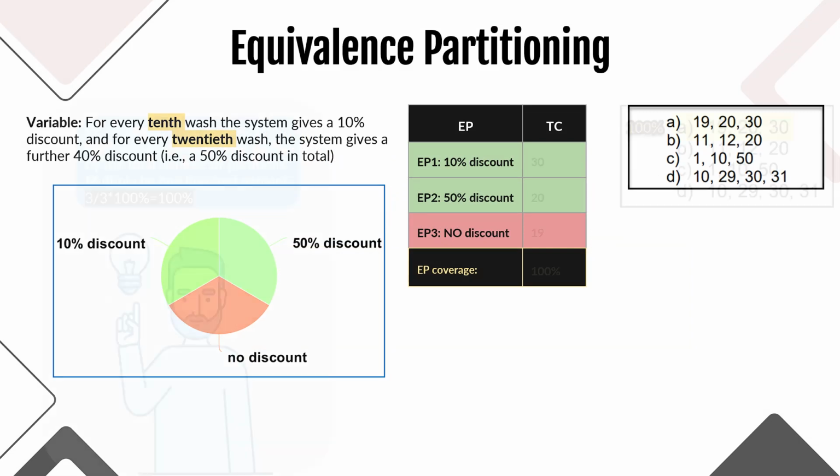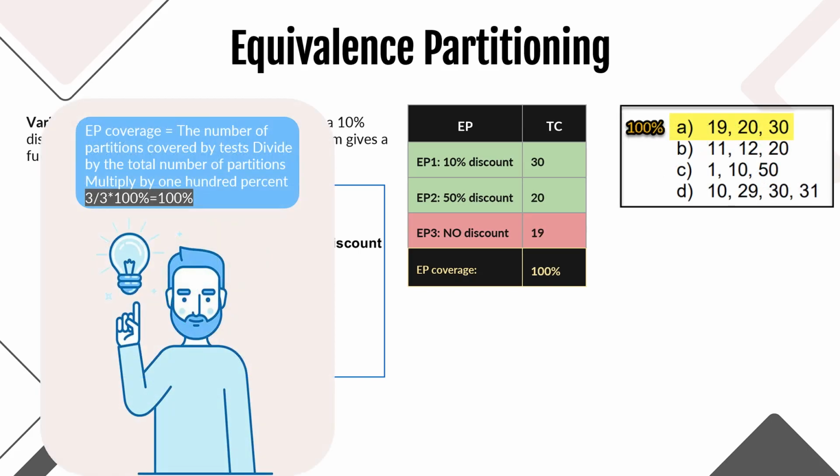Answer option A has 3 values, 19, 20, and 30. 19 washes cover the third partition, no discount. 20 washes cover the second partition, 50% discount. 30 washes cover the first partition, 10% discount. In general, this is 100% test coverage. And most likely, answer option A is correct. But let's check the rest of the answer options as well.